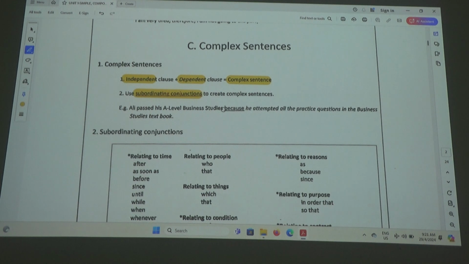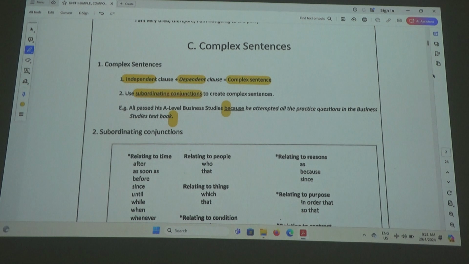you can actually put a period here, correct? Ali passed his A-level business studies. Put a period there. Can or not? Yes or no? You can. So in that sentence, it becomes an independent clause. But the next part, because he attempted all the practice questions in the business studies textbook, becomes a dependent clause, because the meaning is not complete. You are giving the reason, but the reason for what idea? Is that okay now? All of you okay?